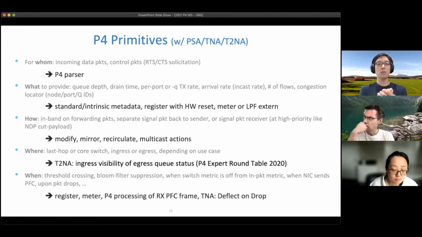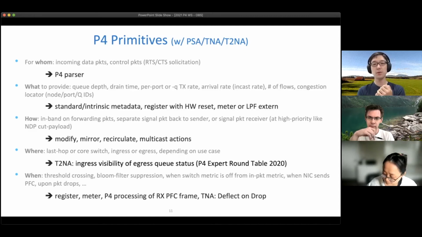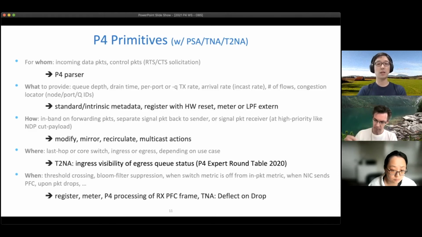And we can also think about different types of actions like modify, mirror, recirculate, multicast actions as a way to generate the signaling packets and then transport out. And in last year's P4 Expert Roundtable talk, I talked about the ingress side visibility of egress queue status. It can also accelerate the generation and signaling of such congestion information in a better location.